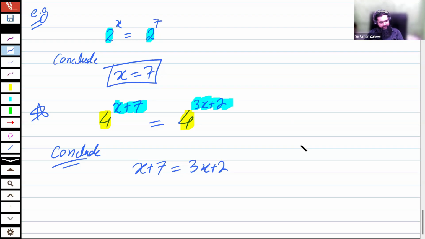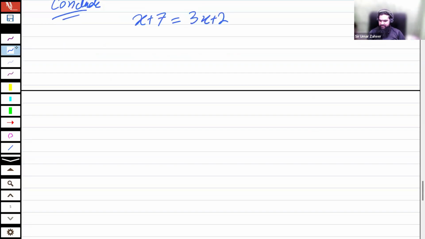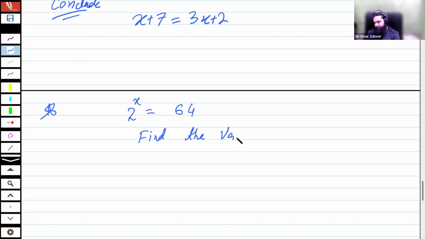Okay, let me make my question by myself. For example, sometimes the examiner says you have 2 raised to power x is equal to 64. Okay, it's a very simple one. It can be a harder one. You have 2 raised to power x is equal to 64. The question is to find the value of x.